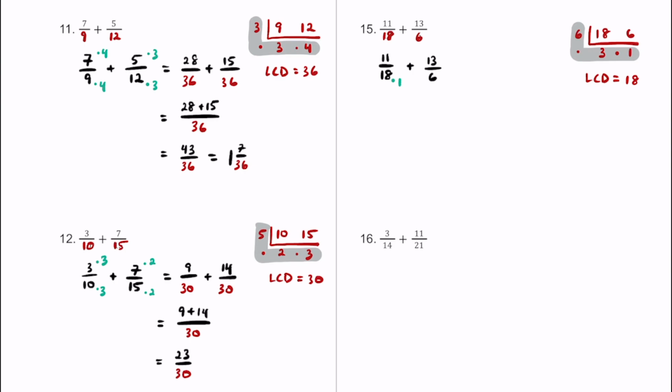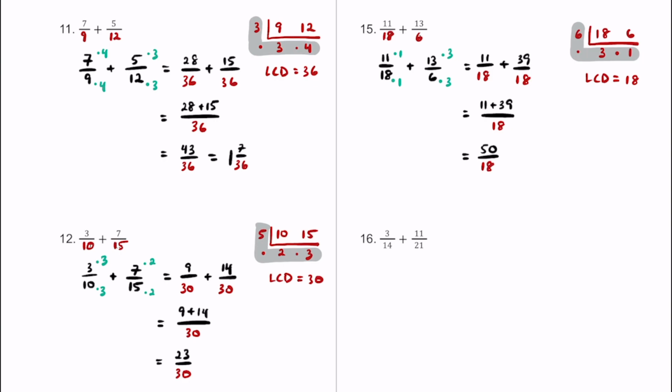So to keep 18 the same, let's go ahead and just multiply by 1 and 1. To make 6 18, let's multiply by 3 and 3. So we're going to get 11 over this 18, that stayed the same essentially, plus 13 times 3 is going to be 39 over this 18. All right, so we have common denominators here. We can go ahead and say this is going to be 18. And on top, we're going to have 11 plus 39. On top, 11 plus 39 is going to be 50. So we're going to have 50 over 18.